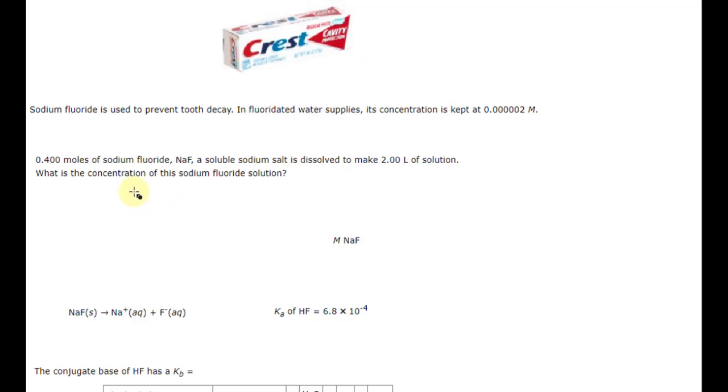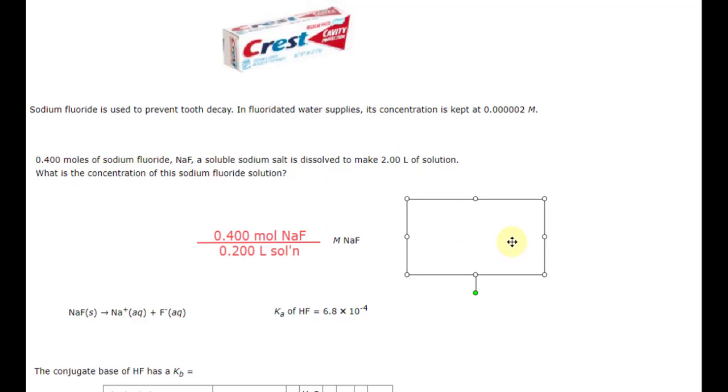Here we've got some sodium fluoride in a goodly amount, 0.4 moles, and we're dissolving it in 2 liters of solution. This is much higher than you'd end up having in any type of tooth preventive materials. So what's this concentration? That's a simple, straightforward concentration problem: moles of solute over liters of solution, a simple division to get the molarity of the sodium fluoride.